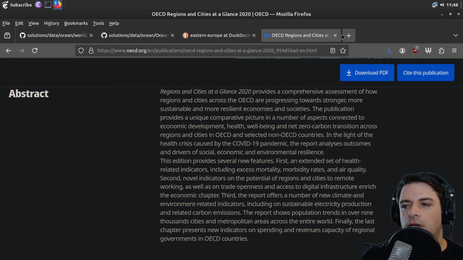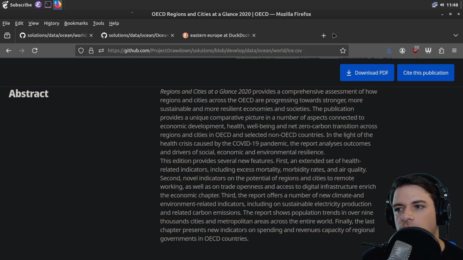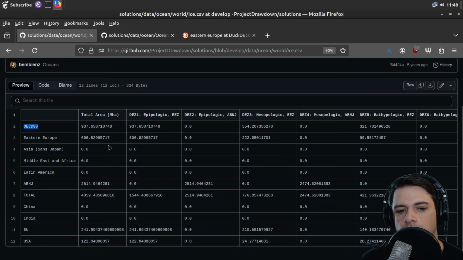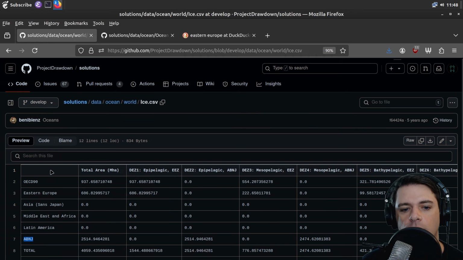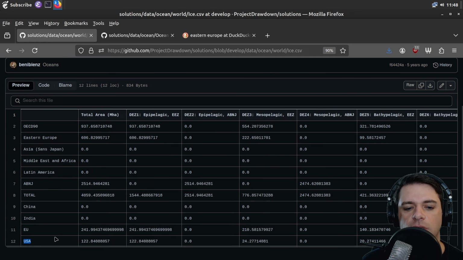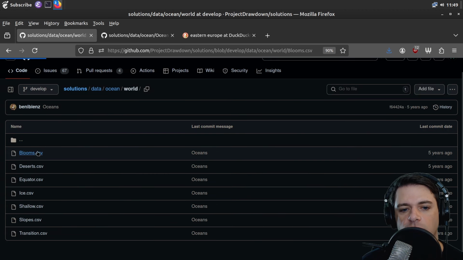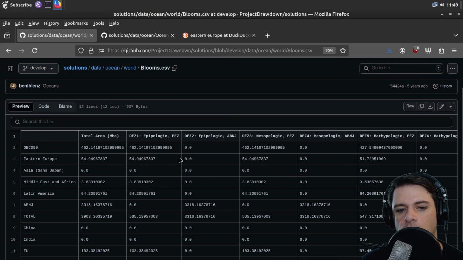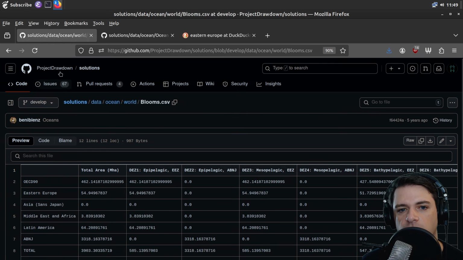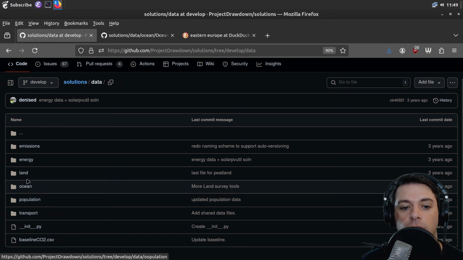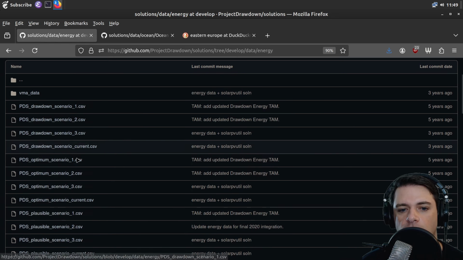I thought they were going to be numbered regions of the globe. So I don't know how to find Greenland. Maybe, where's the US? Is it considered, I don't know. Okay, so that's ice. Whatever blooms are probably algae blooms, and so on and so forth. Okay, so we have some data. That's ocean data. We have also energy data.